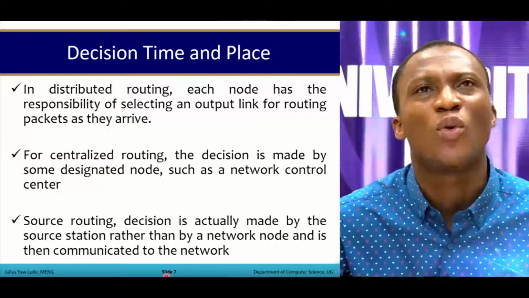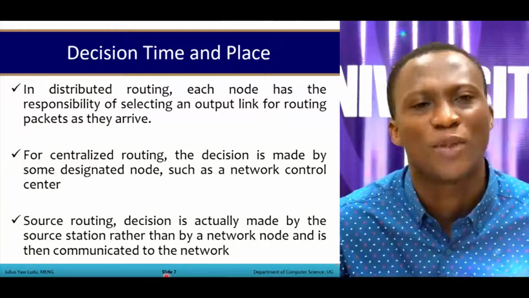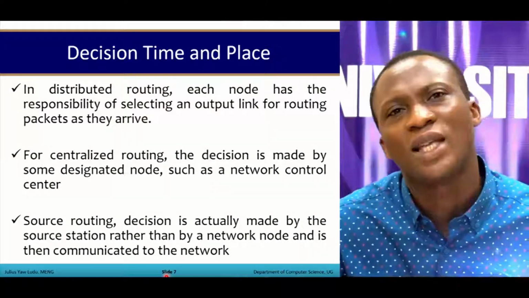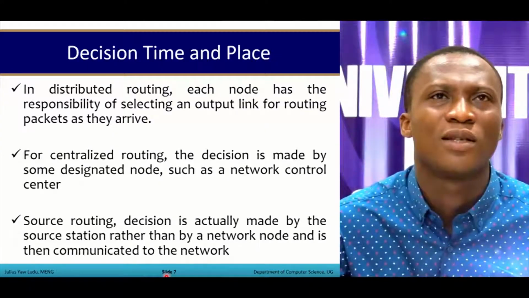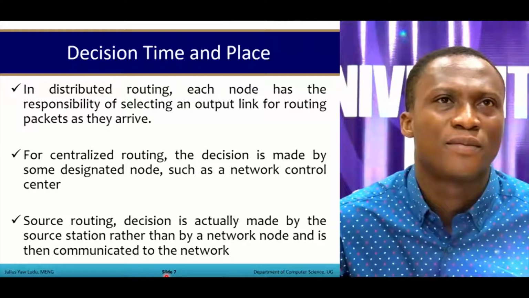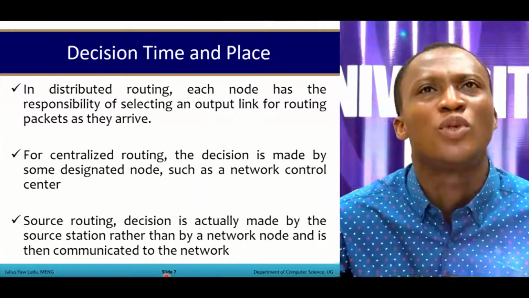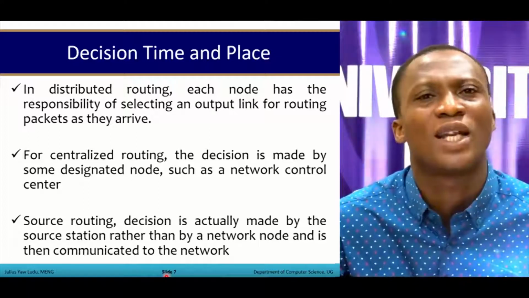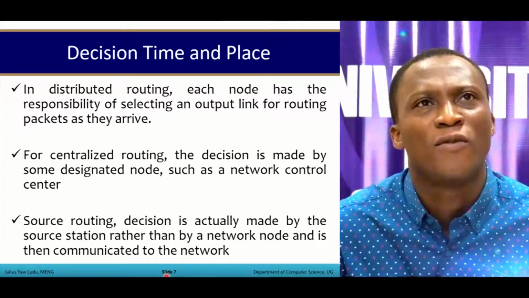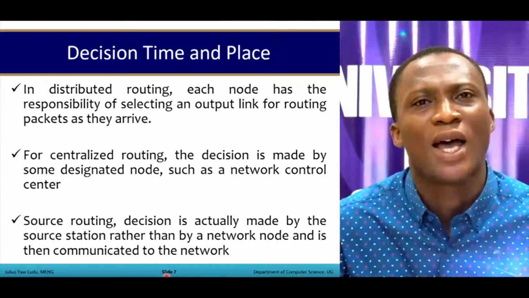Now, in distributed routing, each node has the responsibility of selecting an output link for routing packets as they arrive. It's able to distribute nodes, and each node has the responsibility of selecting an output link for routing the packets as they arrive.